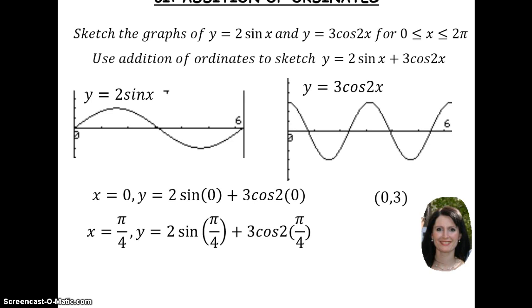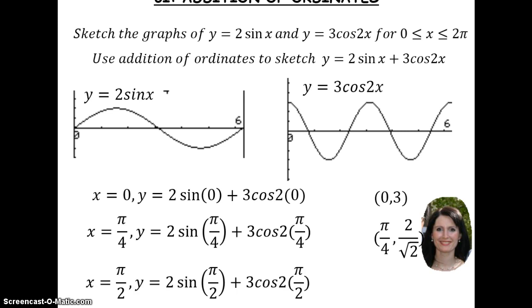Let's try the point pi on 4. Where x is pi on 4, y is going to be 2 sine pi on 4 plus 3 cos 2 pi on 4. That's going to give me pi on 4 and 2 over root 2. The next value I'm going to use is pi on 2. So that's going to be y equals 2 sine pi on 2 plus 3 cos 2 pi on 2. And that gives me a value of pi on 2 and negative 1.